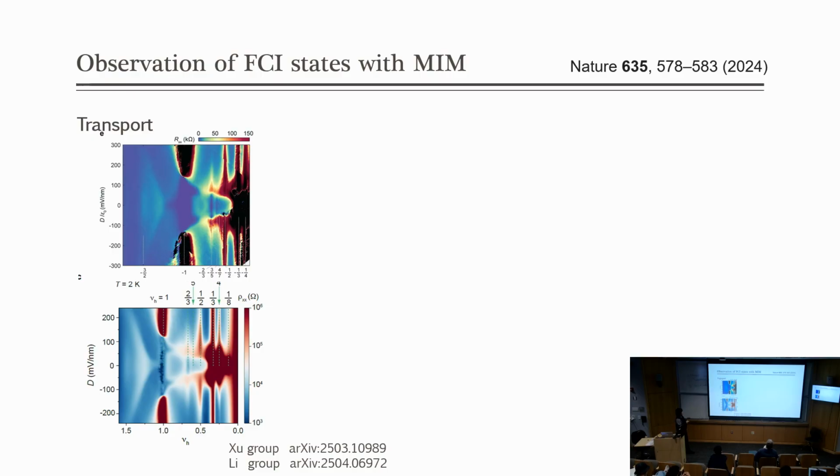For example, I'm only showing the RXX here, but RXX shows that close to D equals 0, you can see these dips dropping down to 0. Those correspond to the FCI states of 2/3, 3/5, and even more. But of course, at higher displacement fields, you can also see states at 1/3, 1/8, 1/2. These are the charge density wave states.